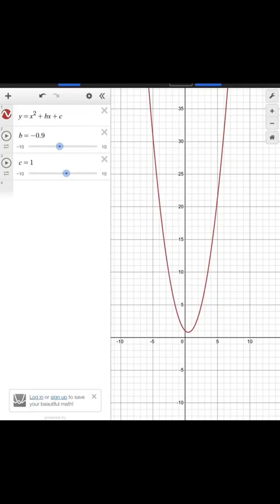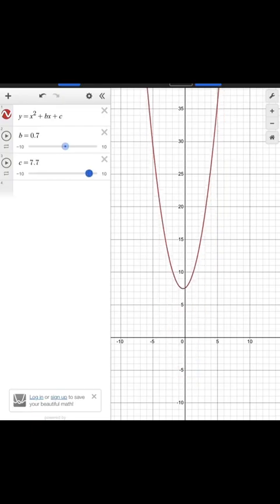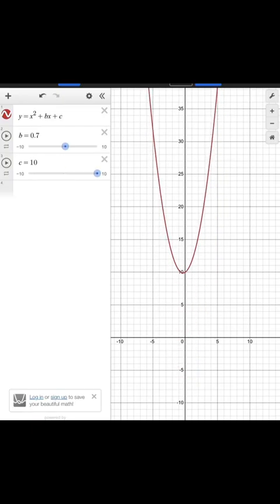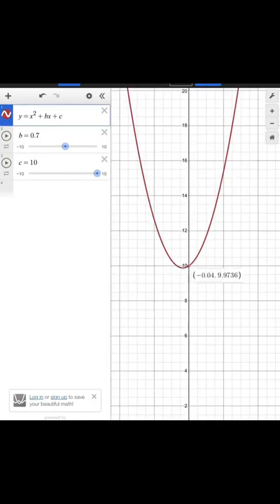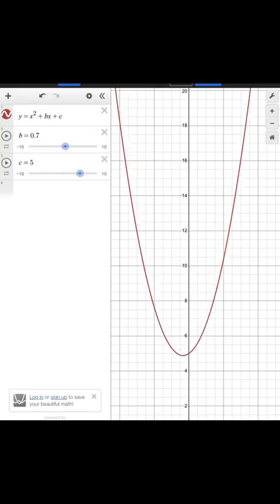Now if we move the c, the c value shifts its vertical position. See that? So if we have a c value of 10, you can see its y-intercept is also 10. So c represents the value of the y-intercept when we're looking at the quadratics in the general form.